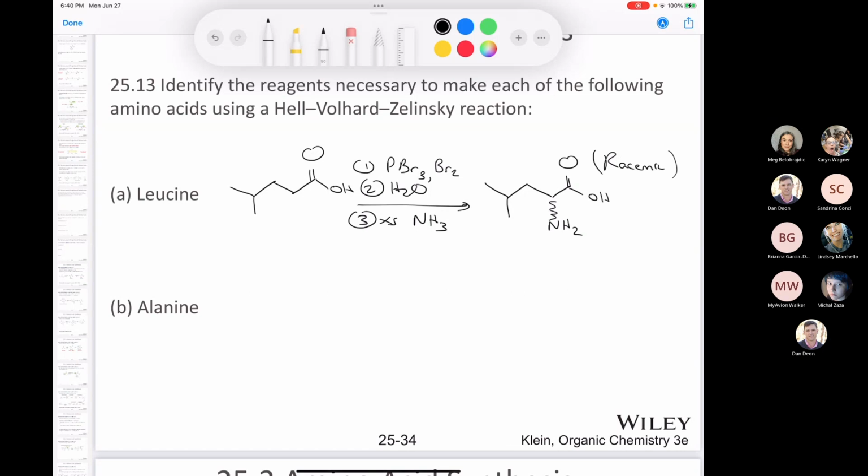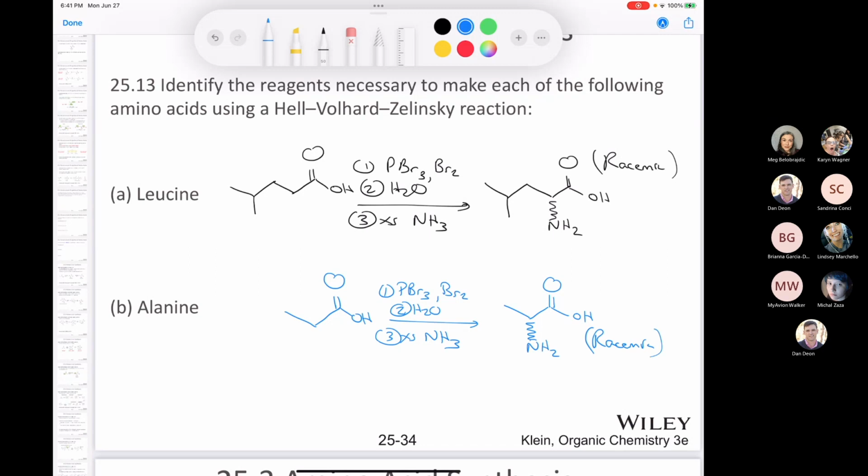Let's try alanine, same rationale. We're going to draw an alanine molecule. Stereochemistry is not important because the Volhard-Zelinsky reaction is not a chiral synthesis. So here's alanine. We're going to have the bromine here. So the starting material is going to be propionic acid. Two, three carbons, our carboxyl group, and we're going to use the exact same reaction conditions. PBr3, phosphorus tribromide, bromine, followed by treatment with water to hydrolyze the acid bromide. And then in the last step, we use excess ammonia. And again, we end up with a racemic mixture.